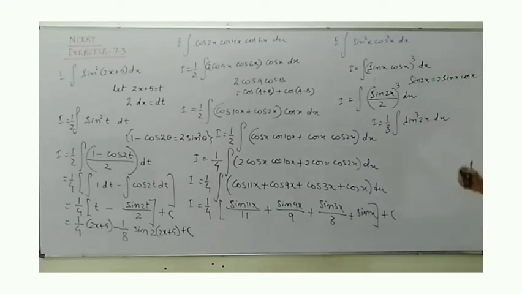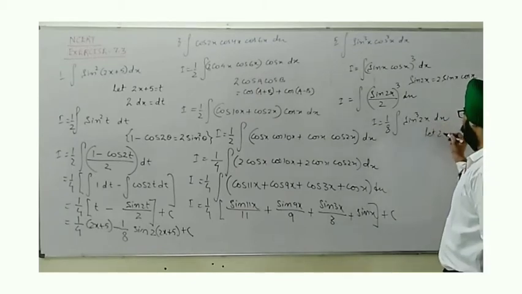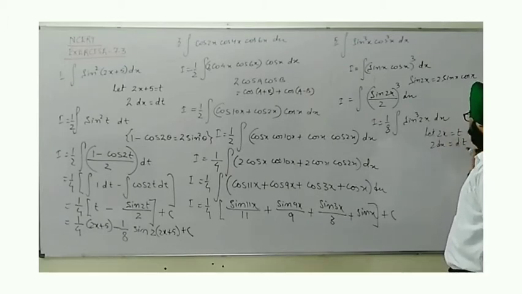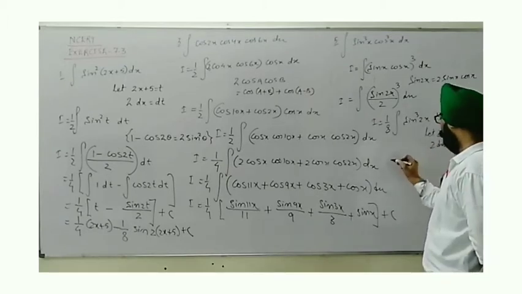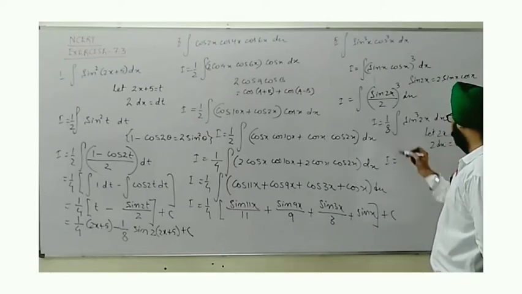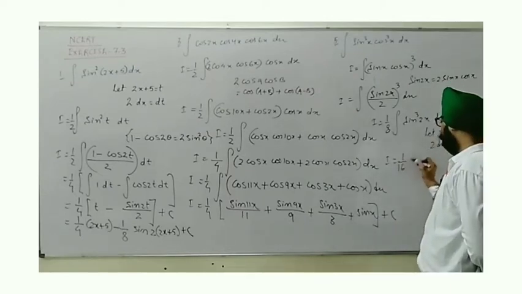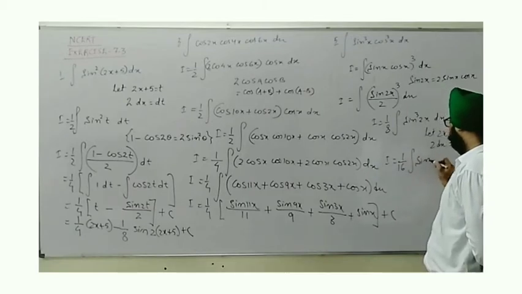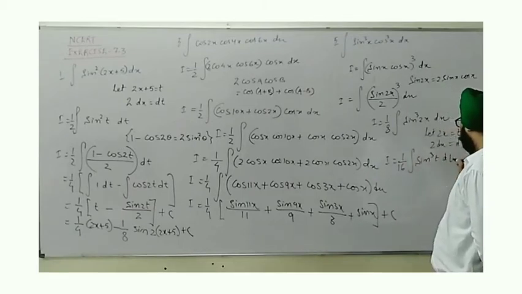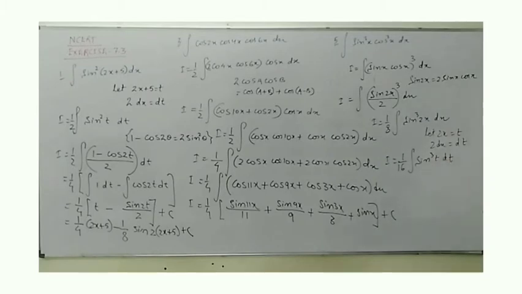And now again, before we go ahead to see the type of function, we need to substitute 2x. So here we can say 2x equal to t, so 2 dx equal to dt. We get here I as 1 upon 8, and this 2 comes in the denominator, becomes 1 upon 16 integration of sin cube t dt. And this is a particular pattern.